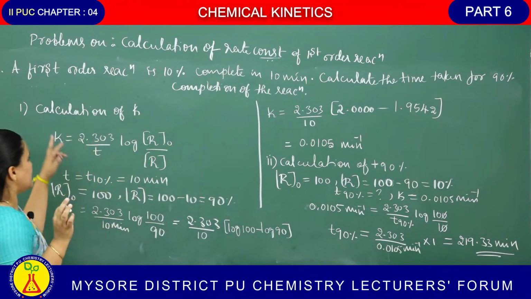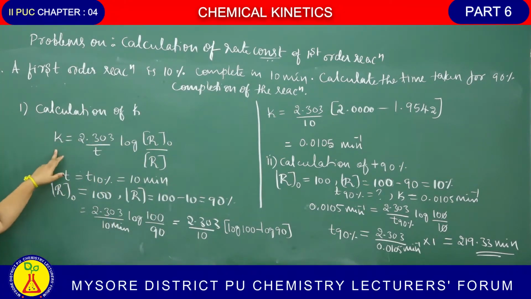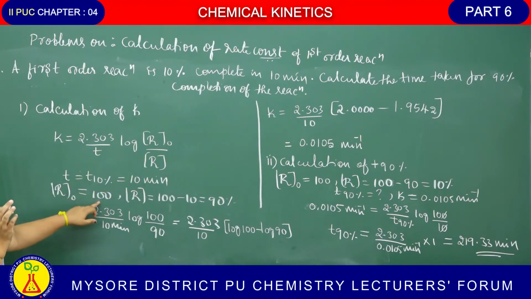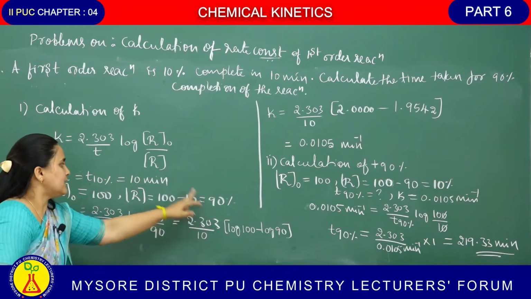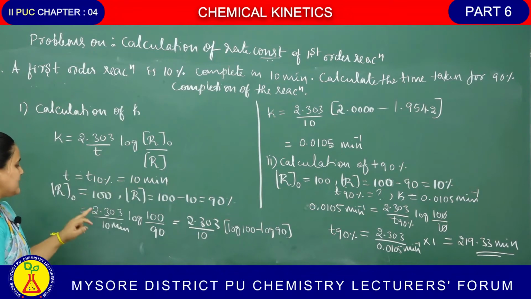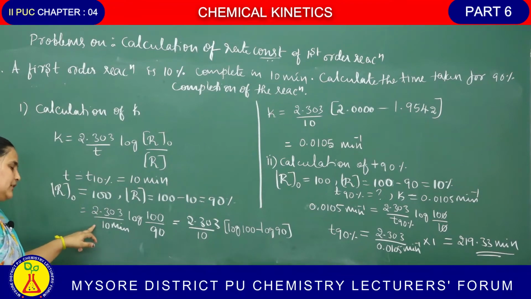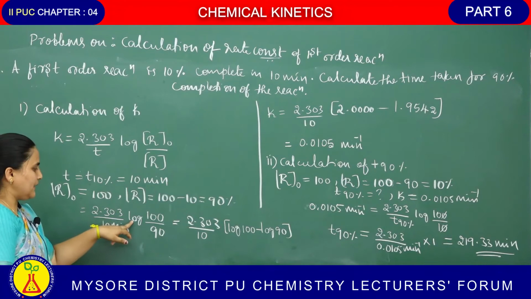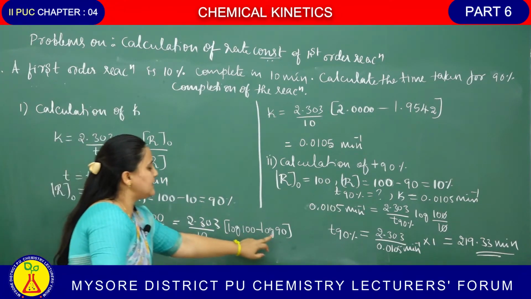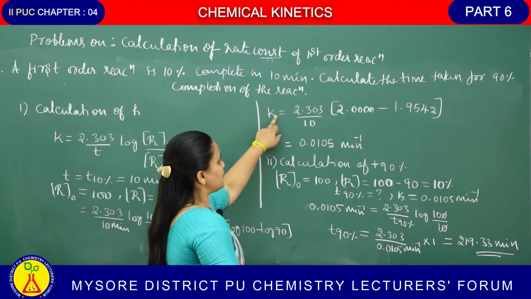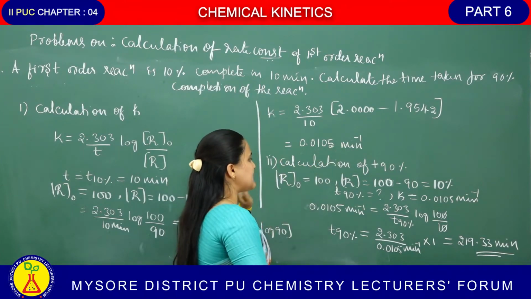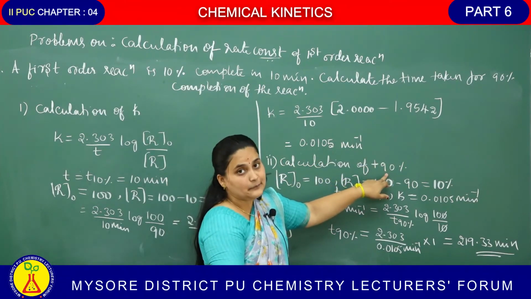Listen carefully. First we have to find out the rate constant. What is the formula? 2.303 divided by T log R naught divided by R. R naught initially it was 100, R is 90%. T 10% is taken a time 10 minutes. Therefore, 2.303 divided by 10 minute multiplied with a log 100 divided by 90. Log m by n formula is there. Log m minus n form I have converted. K is equal to final answer was what? 0.0105 per minute.